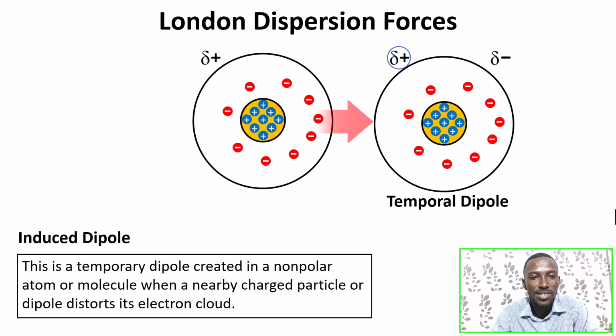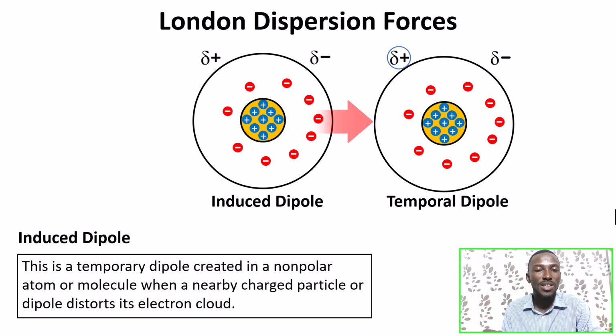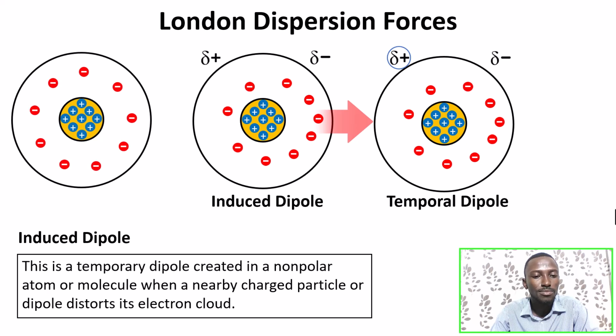One side becomes partially positive and the other side becomes partially negative, meaning it is now an induced dipole. Why is it an induced dipole? Because of the meaning of the word induced: it has been influenced by the temporary dipole to become a dipole. That's why it is called an induced dipole. But suppose we bring another nonpolar atom close to this induced dipole.